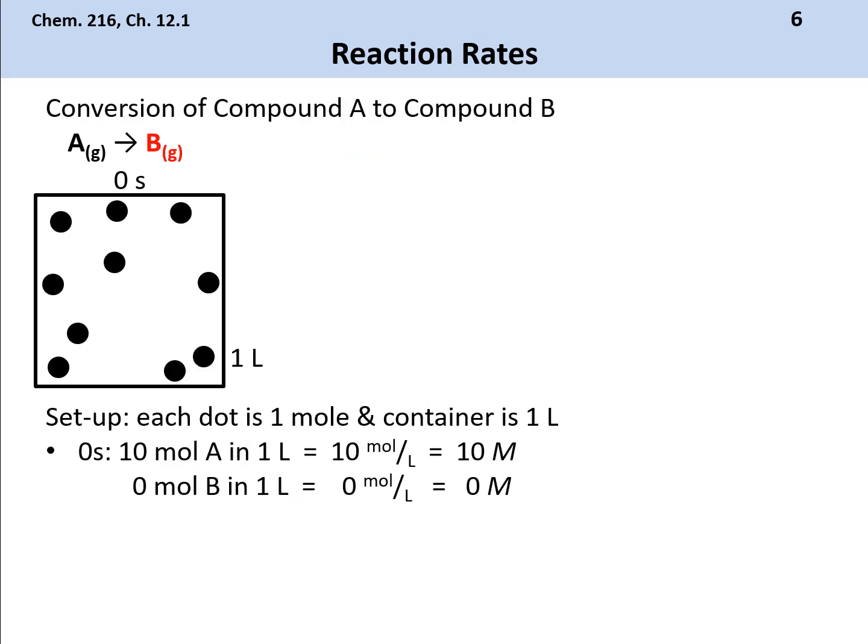Let's say we have a very simple reaction, A going to B. I start off with A. That's the black circles. You can see that all I have is A. Let's say this is 1 liter and each dot is 1 mole. I have 1, 2, 3, 4, 5, 6, 7, 8, 9, 10. So I have 10 moles of A in 1 liter, so that gives me 10 molar A. I have no B, so that means I have 0 molar B.